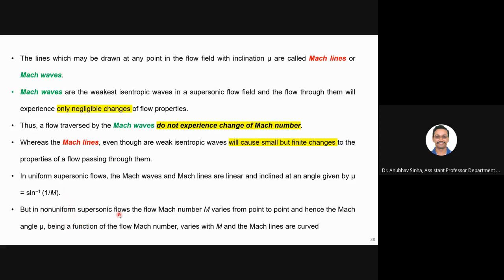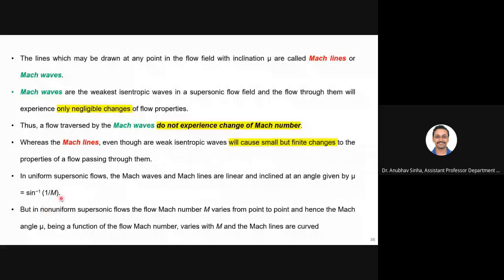But in non-uniform supersonic flow, where Mach number is not constant throughout the flow field but varies from 1 upward, mu is the sine inverse of 1 over Mach number, so it will also vary with Mach number, and the Mach lines will be curved.